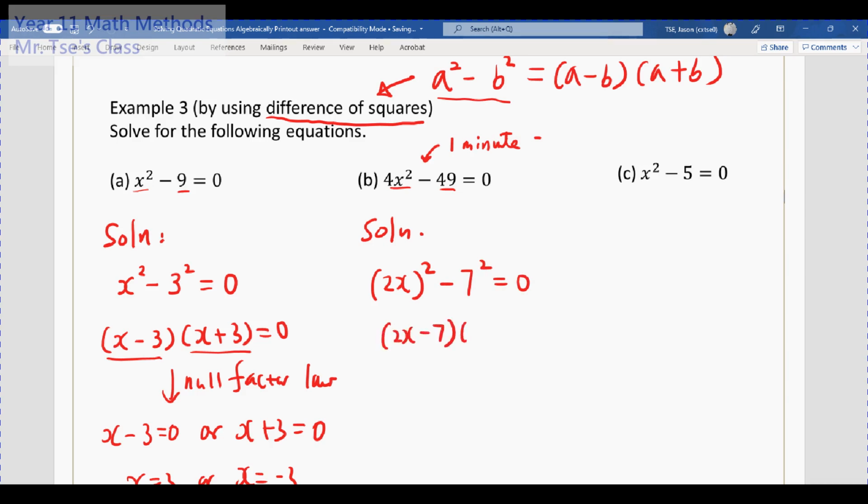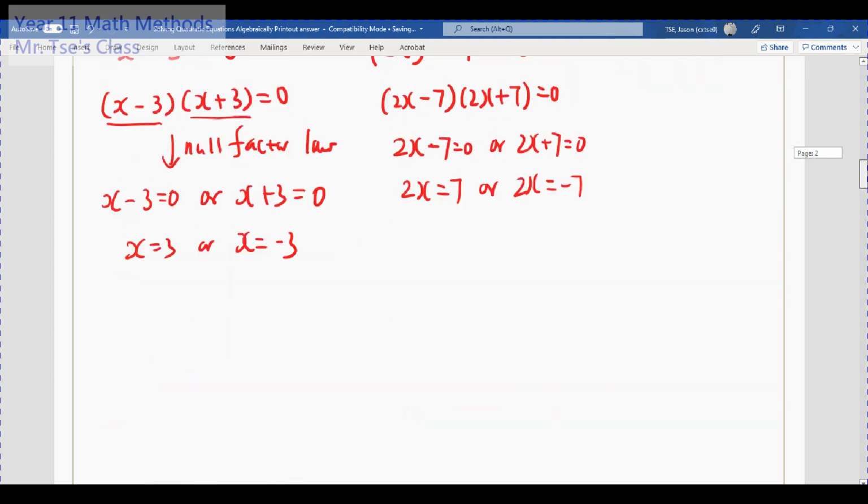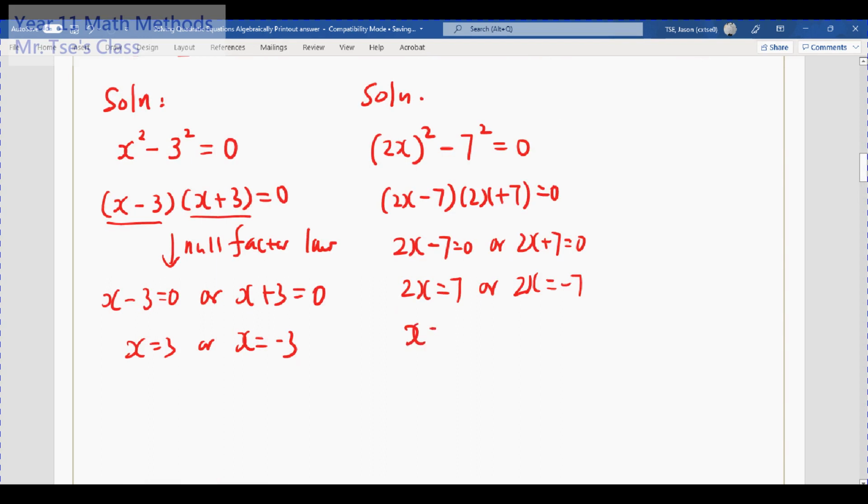So again, you can factorize them, and I think you will be fine with the working over here. Oh, good.